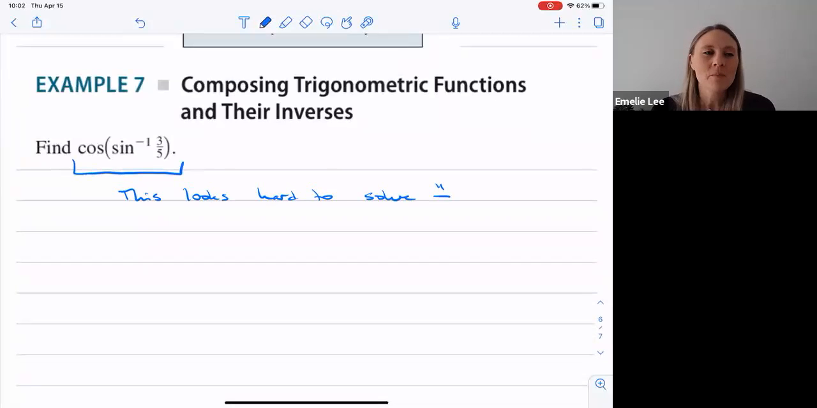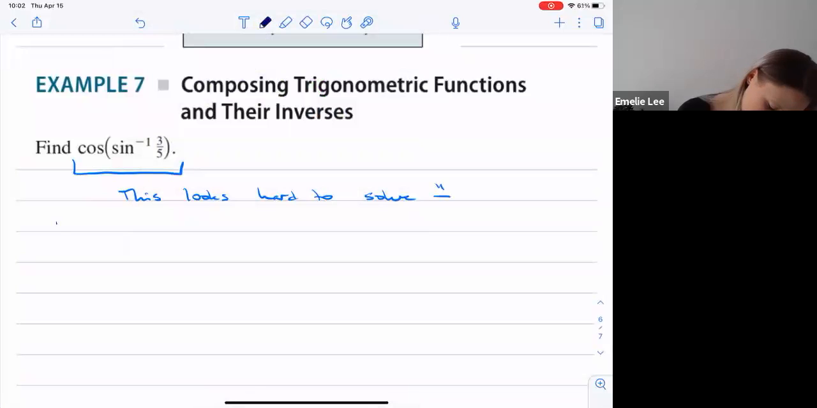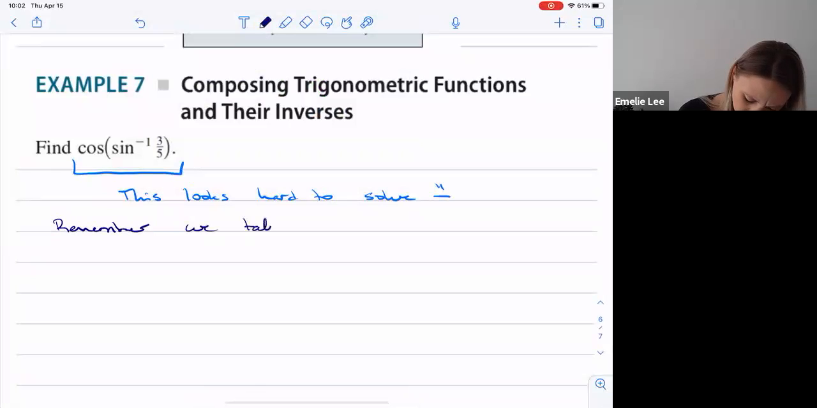What we do is we say, okay, I've got an inverse here. I'm going to focus on that inverse. Remember, if I take the cosine of something, it is always of an angle. So remember, we take the cosine.